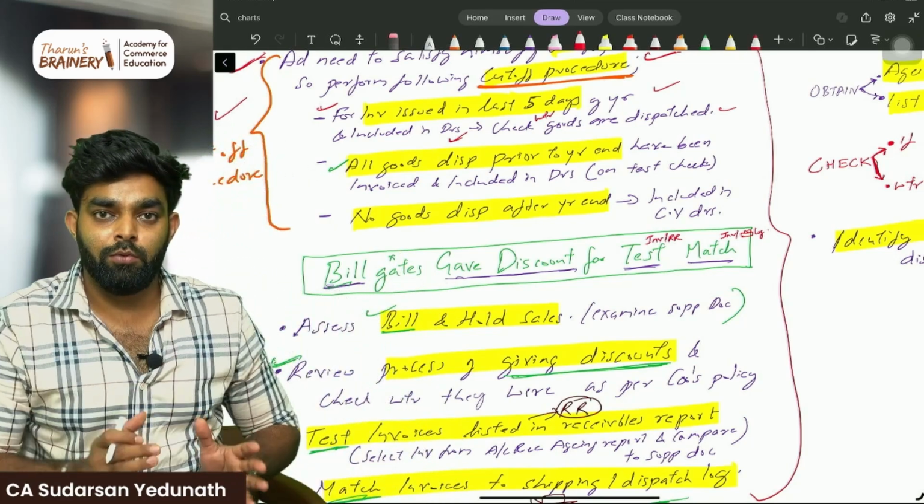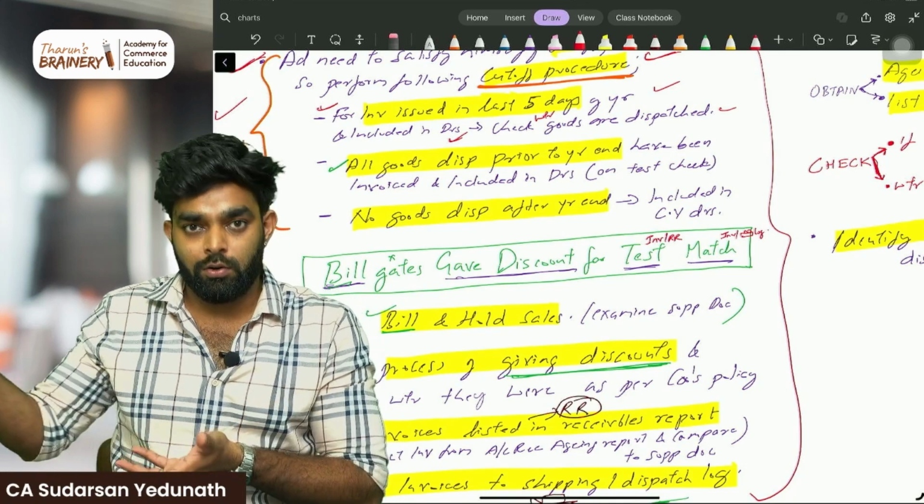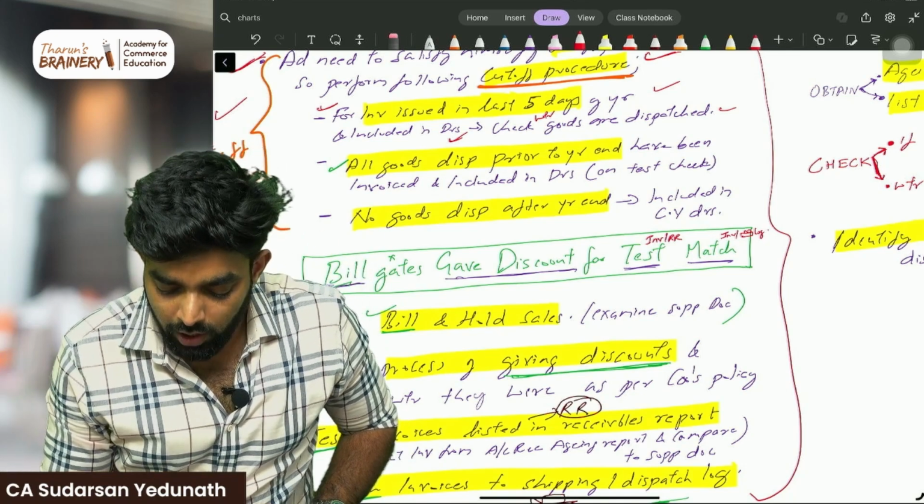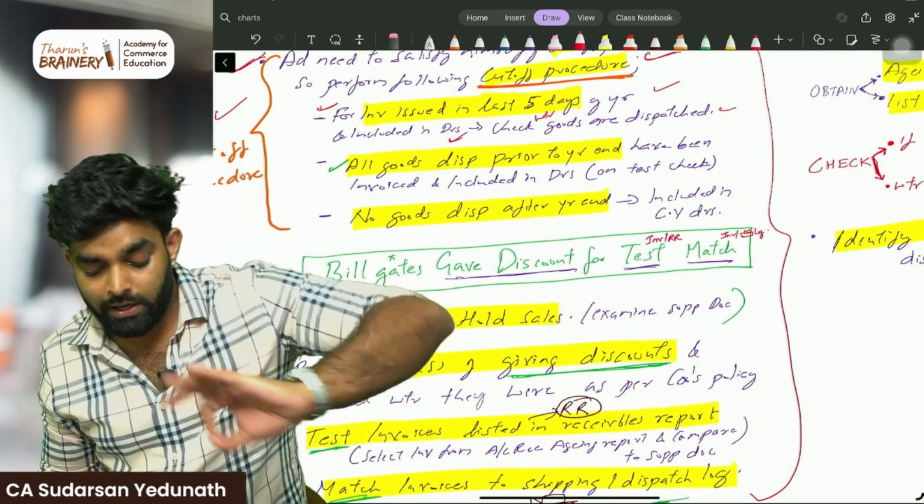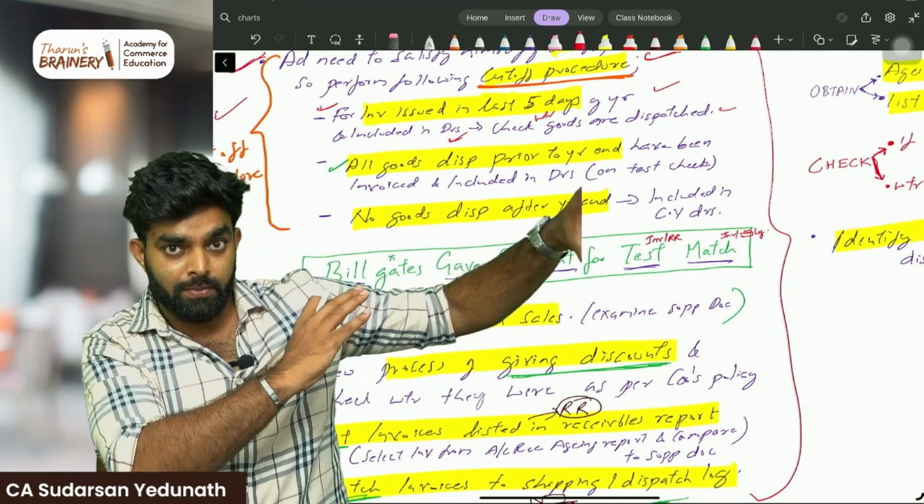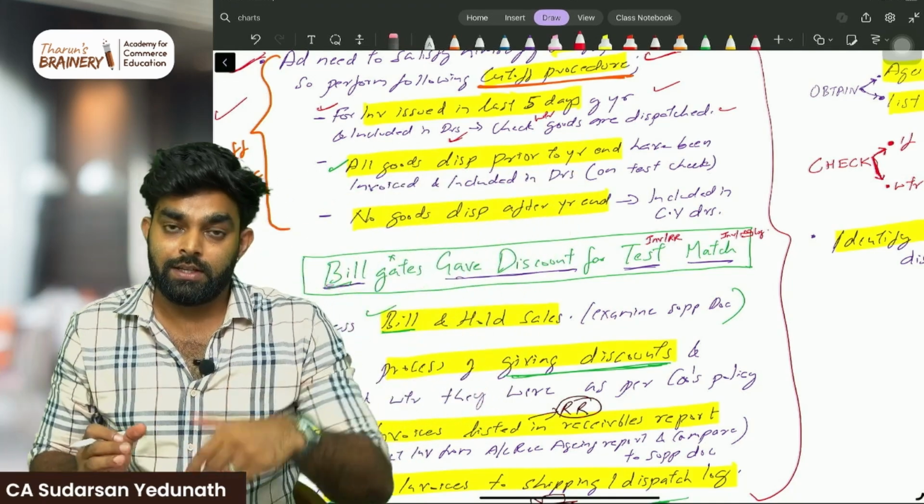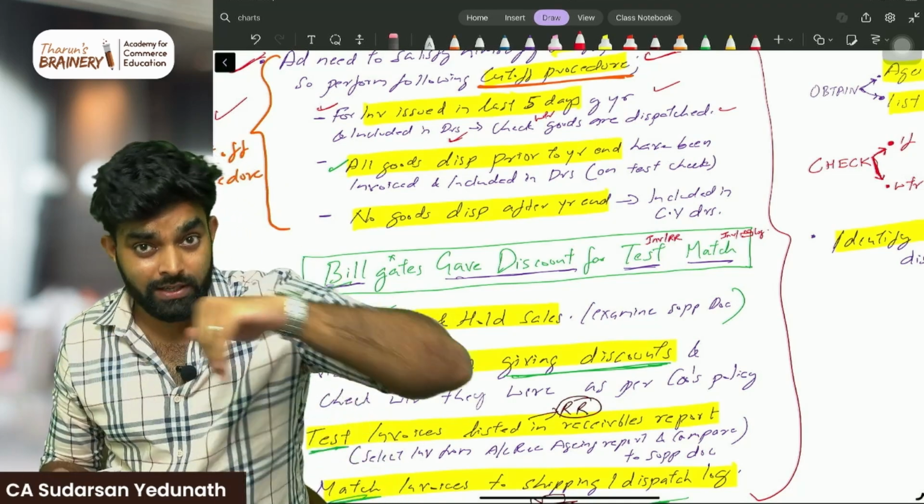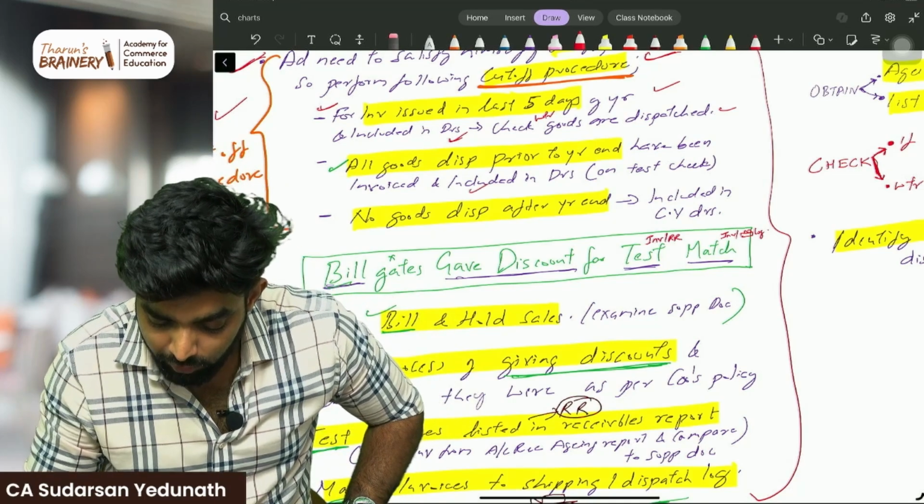When will you issue an invoice? When the sale is done, right? So make sure the goods are also sent. Ensure that. First thing. Then the next thing he needs to do is check all goods dispatched prior to the year end, that is before 31st March. All the goods that have been sent before 31st March have been invoiced and included in debtors.